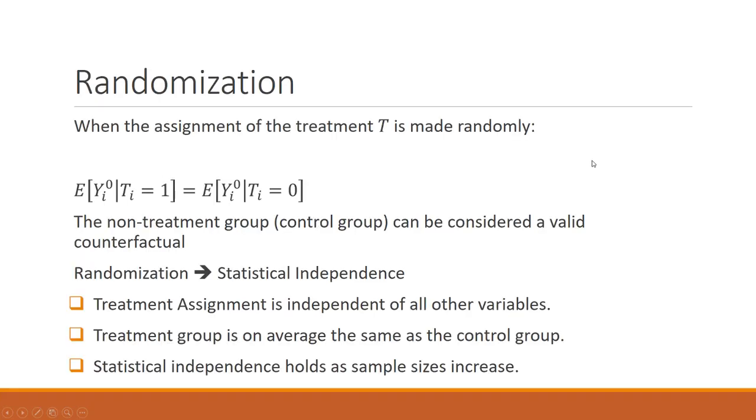The answer to the question is randomization. Let me be more specific. If we can randomly determine who gets the intervention and who does not get the intervention, then we can conclude that there's no selection bias. Now let's take an example. Let's say we have a sample population of 1,000 farmers.